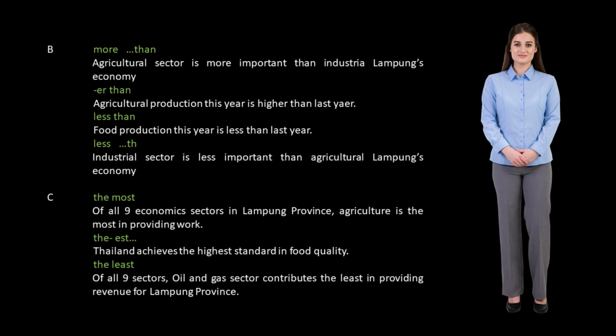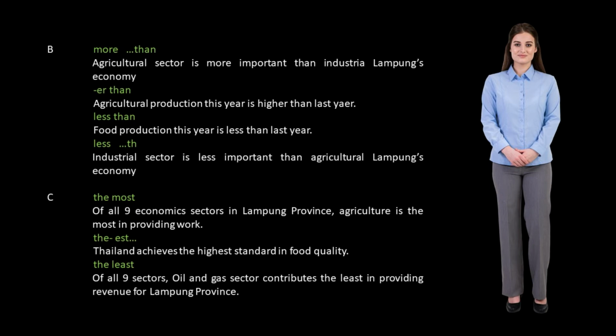B. More than. For example, agricultural sector is more important than industrial sector in Lampung's economy. Than. For example, agricultural production this year is higher than last year. Less than. For example, food production this year is less than last year. Less than. For example, industrial sector is less important than agricultural sector in Lampung's economy.